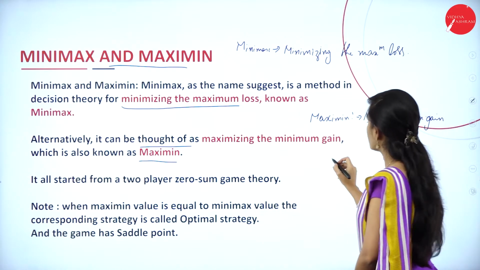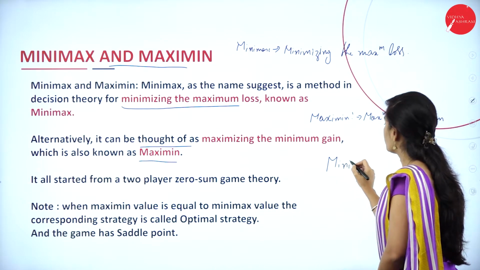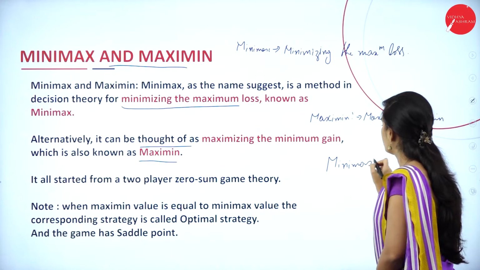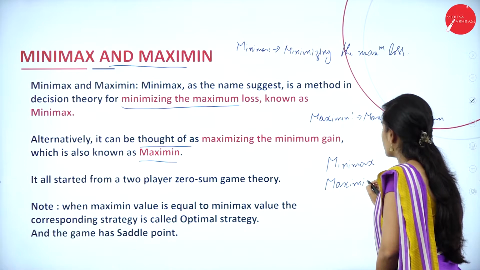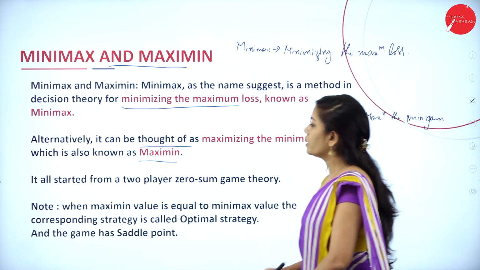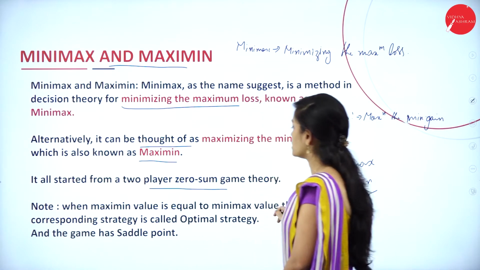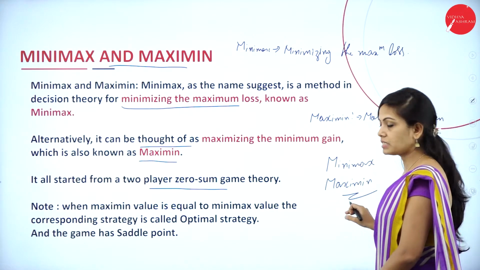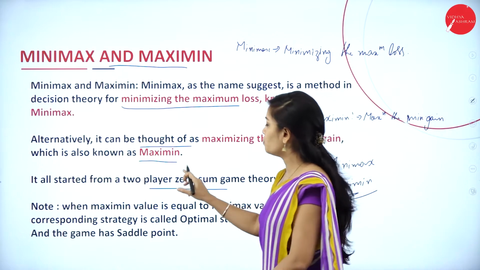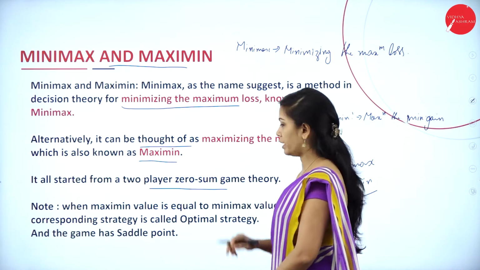Don't forget this concept: minimax and maximin. It all started from two-player zero-sum game theory. This concept, minimax and maximin, started from two-player zero-sum game theory.